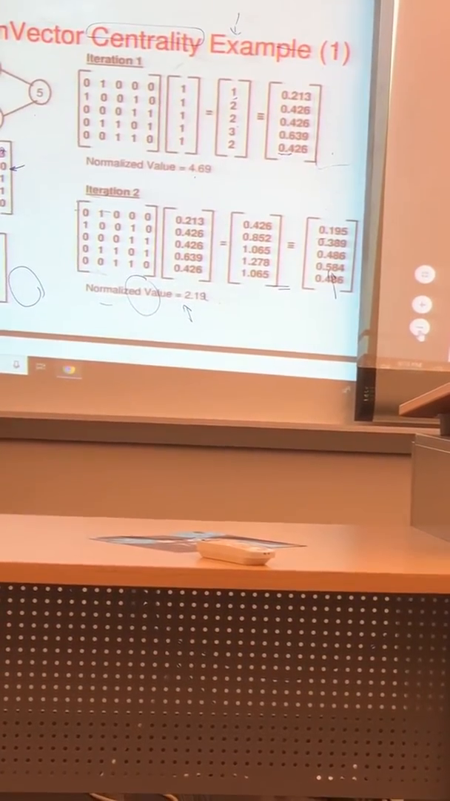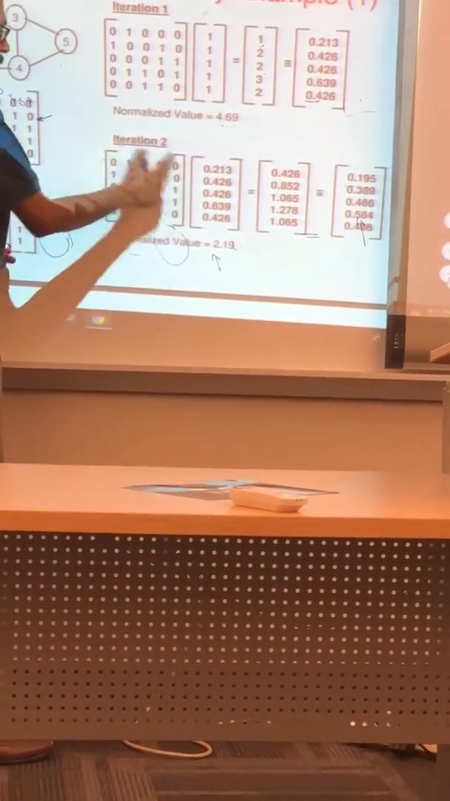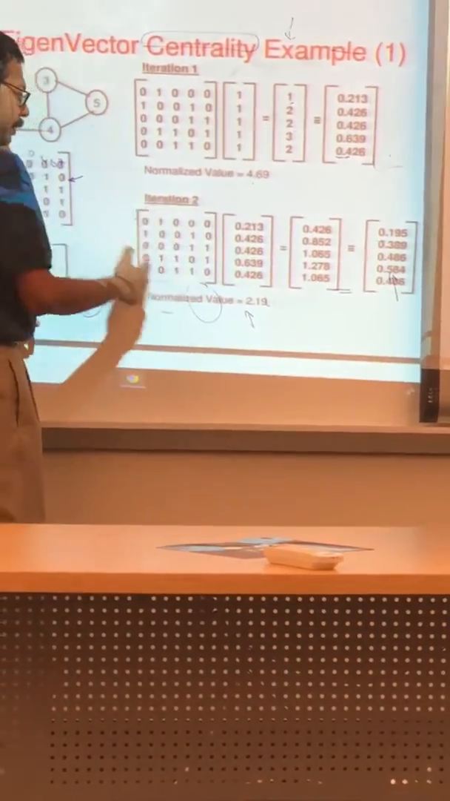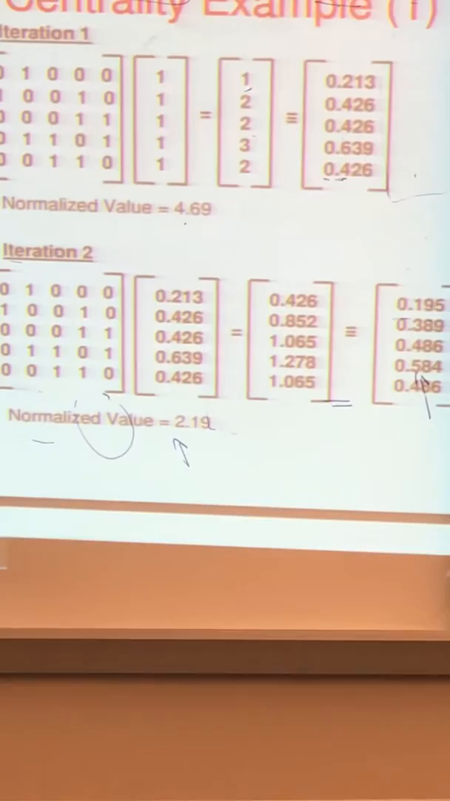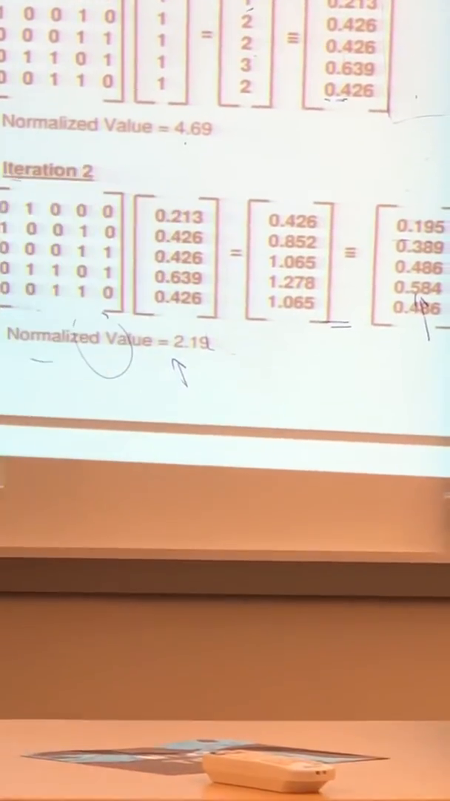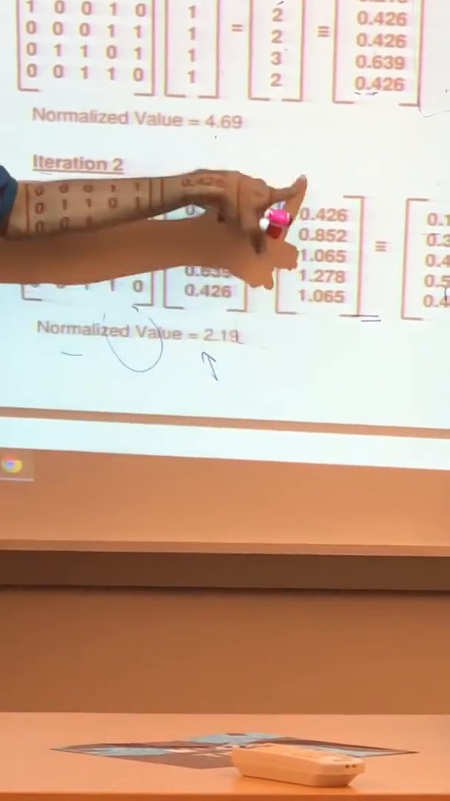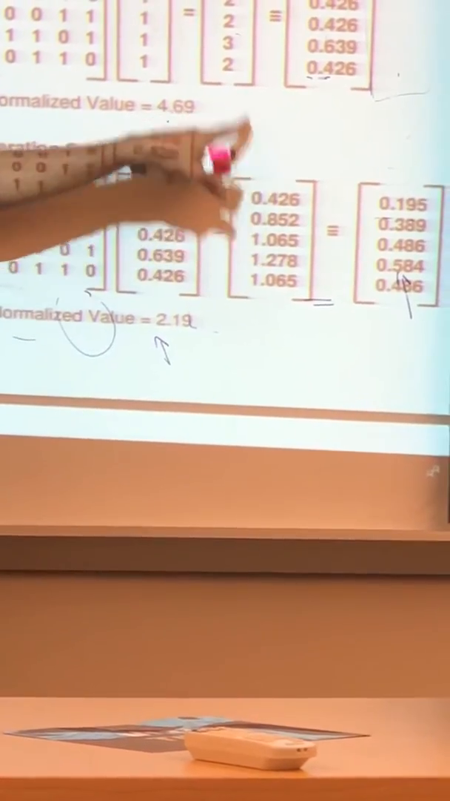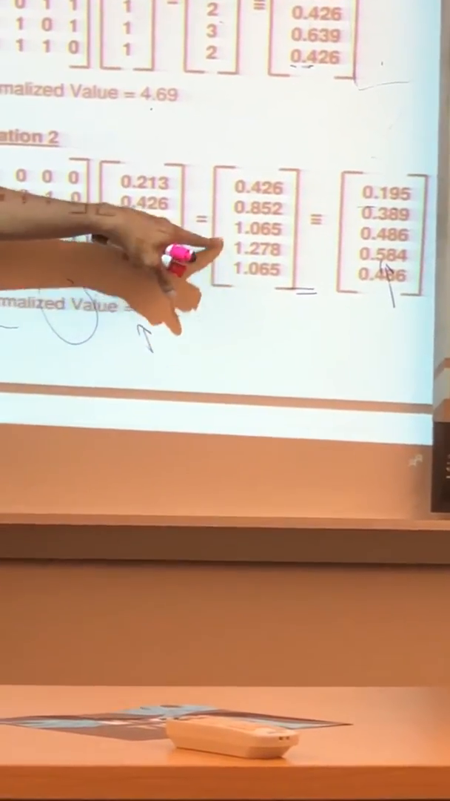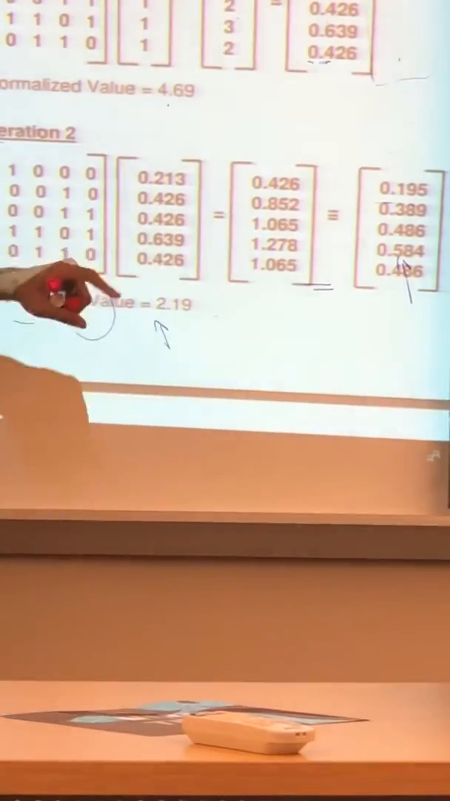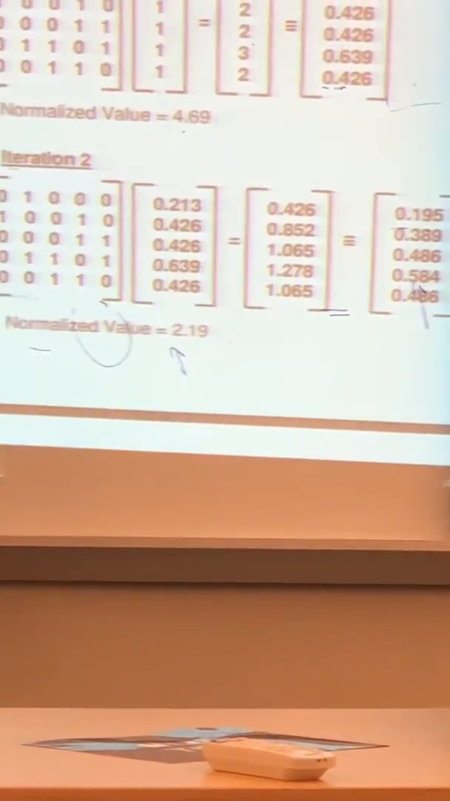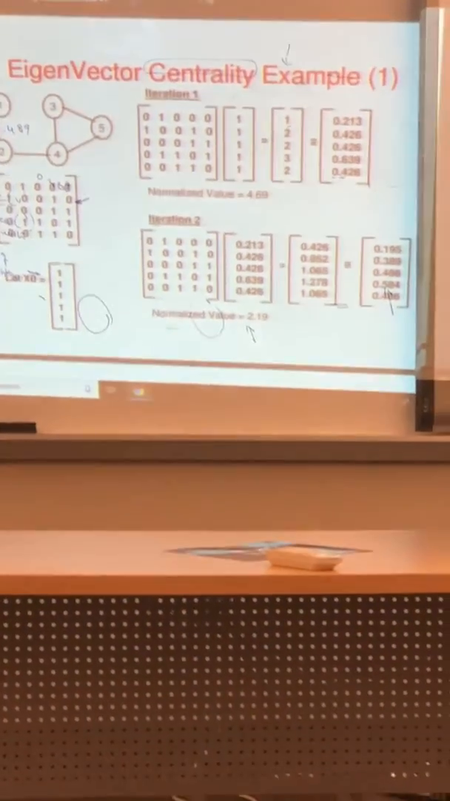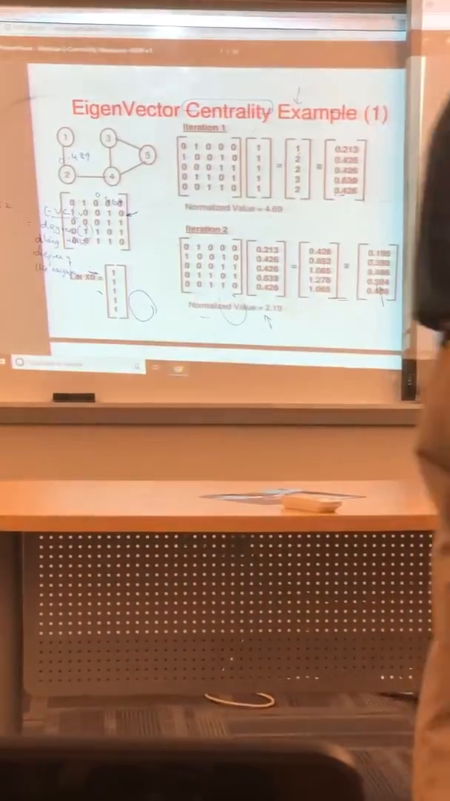For the second iteration, multiply the adjacency matrix by the column vector at the end of the first iteration. Again do the multiplication, and now normalize these entries. Square them, sum those squares, and take the square root of that sum, and you get 2.19. Then divide each entry by 2.19. So repeat this process until the normalized value converges, which will take some iterations.